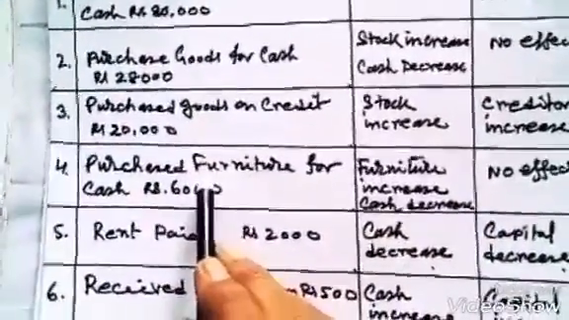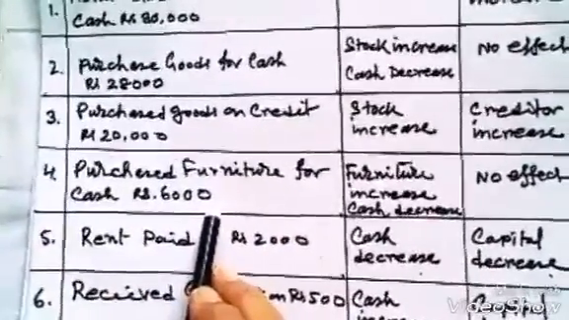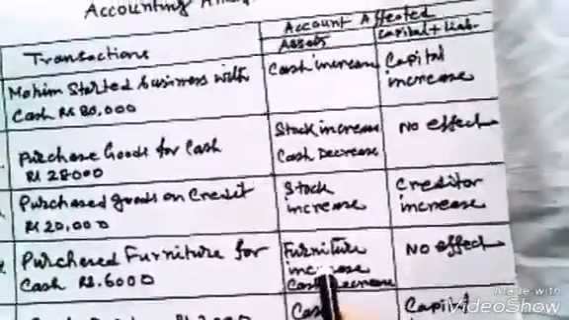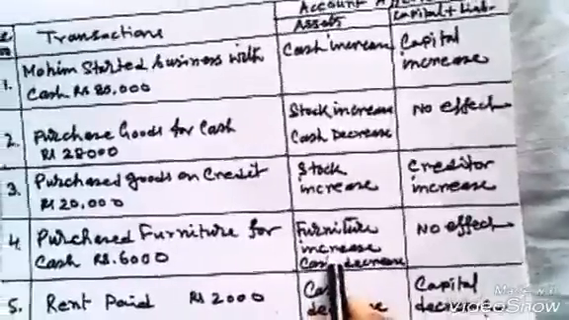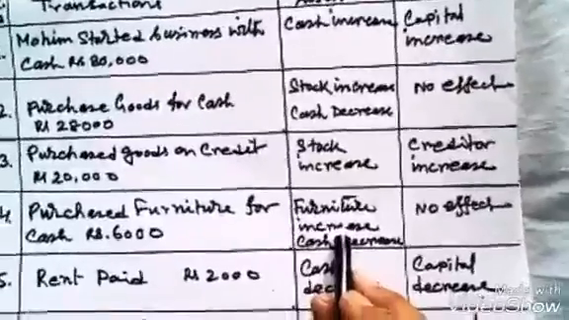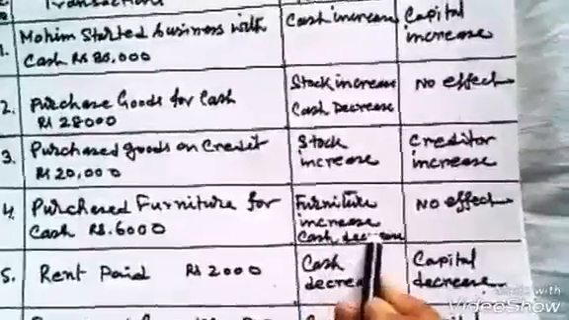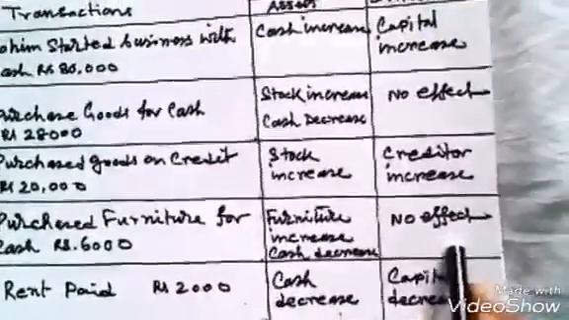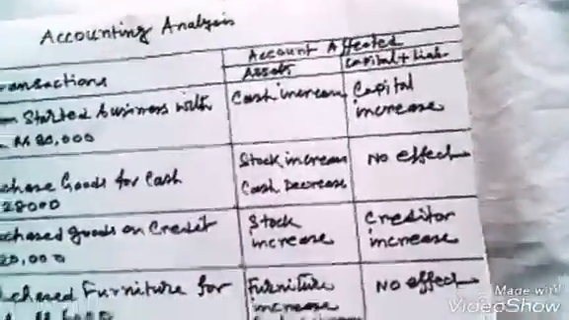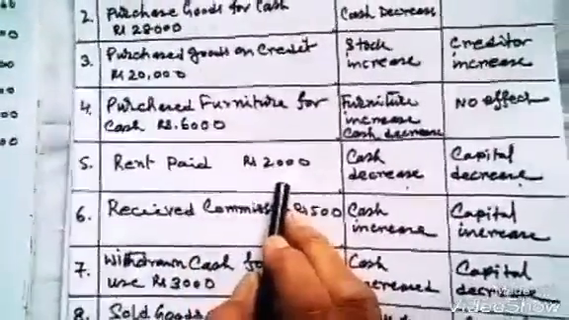Now transaction number 4, purchase furniture for cash rupees 6,000. This transaction affects furniture, which increases, because furniture is coming to your business and furniture is an asset, and cash decreases because cash is going out of the business, but there is no effect on the capital plus liability side.